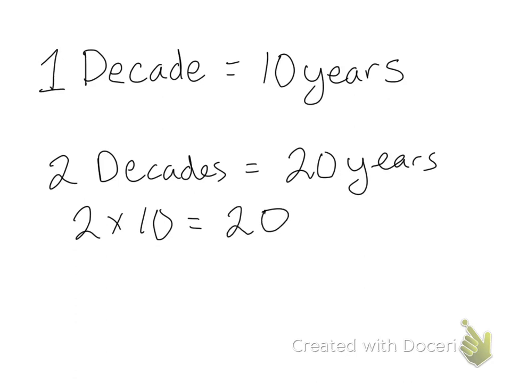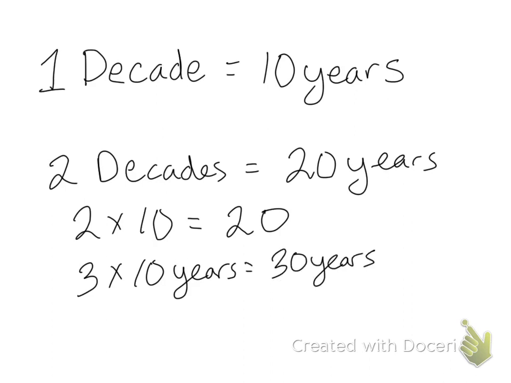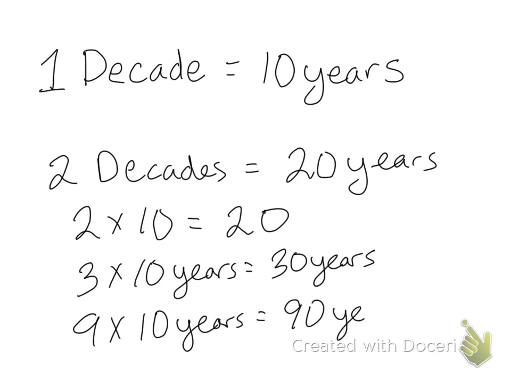So if I have 3 decades, that would be 3 groups of 10 years. That would equal 30 years. Okay, all the way up to 9 groups of 10 years, and that would equal 90 years. Okay, so if you notice, anytime we're multiplying by 10, the answer is always the number I multiply with a 0 at the end.